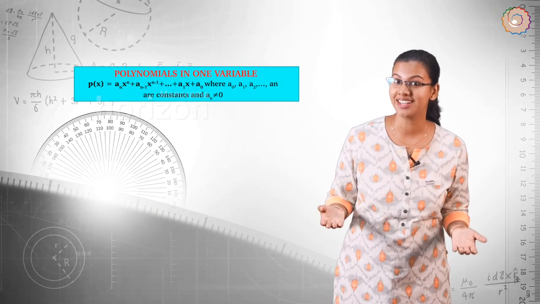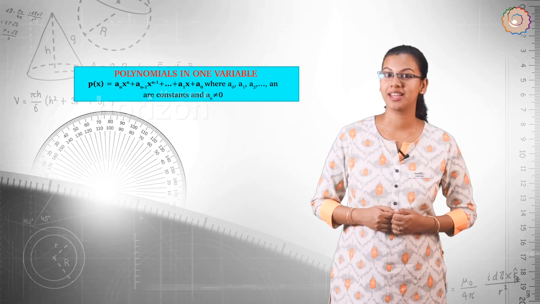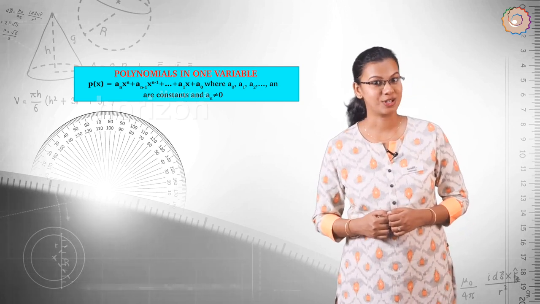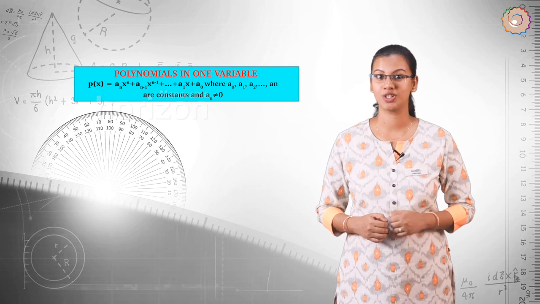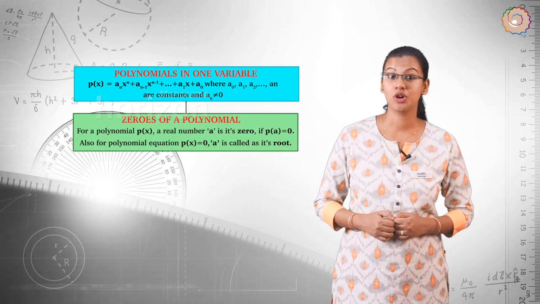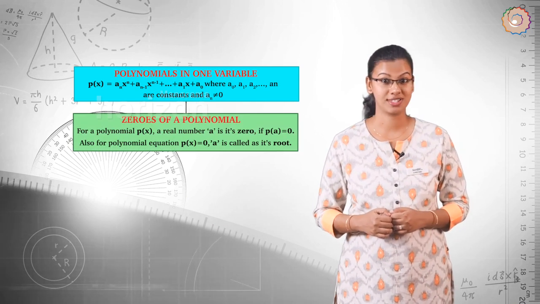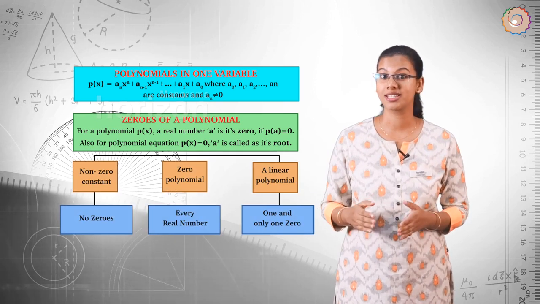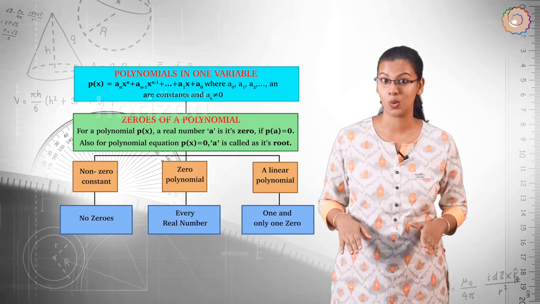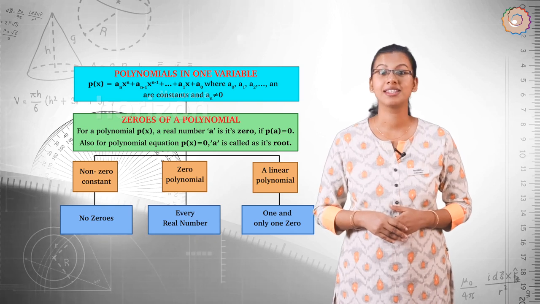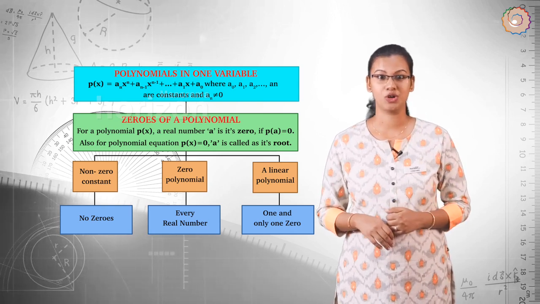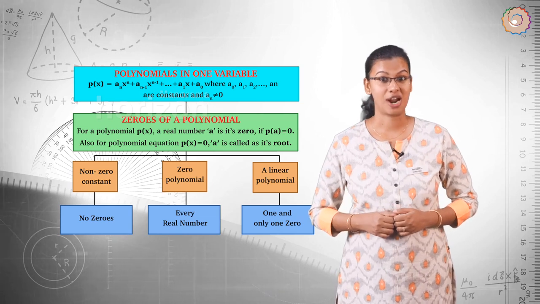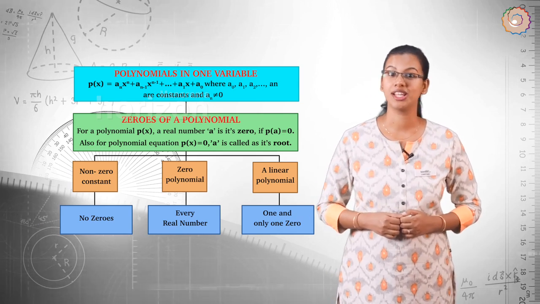So, we can finally conclude that for a polynomial in one variable p of x, a real number a is its zero if p of a equals 0. Also, for the polynomial equation p of x equals 0, a is called its root. A non-zero constant polynomial has no zero. Every real number is a zero of the zero polynomial, and every linear polynomial in one variable has one and only one zero.